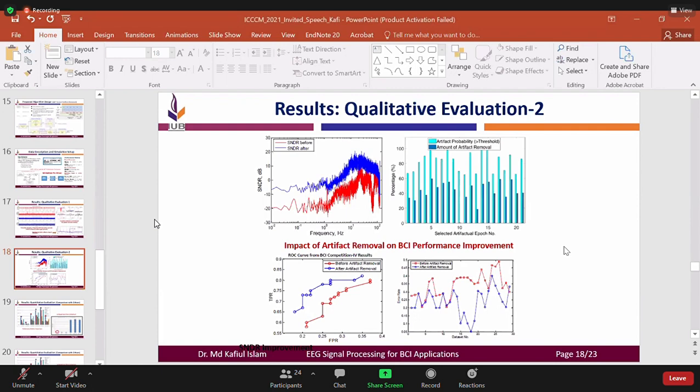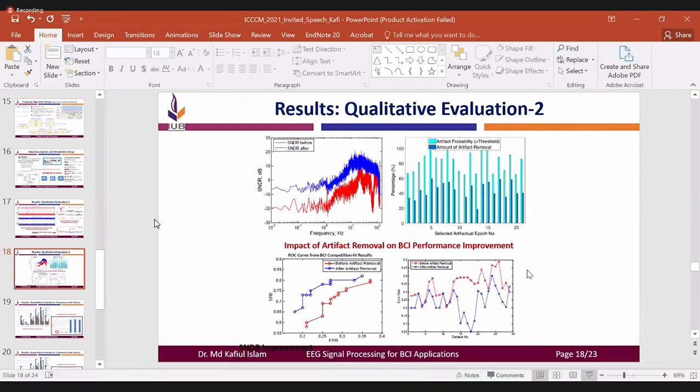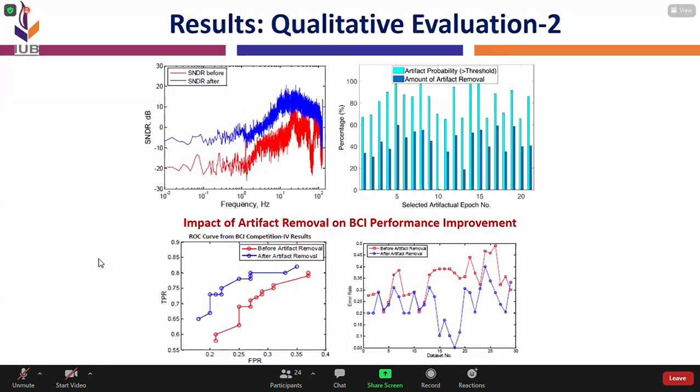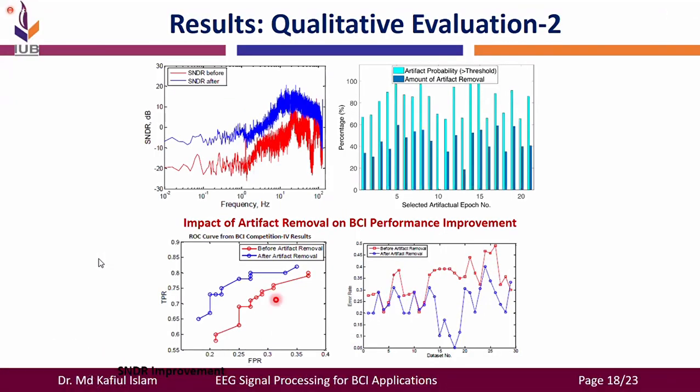So let's resume. This is the most important part that we'd like to show you: the impact of artifact removal on the final BCI performance. You have improved BCI performance, in terms of the ROC curve, after artifact is removed compared to before artifact removal. So this is something that is more important to us, whether artifact removal is actually helping us or not in our BCI performance.